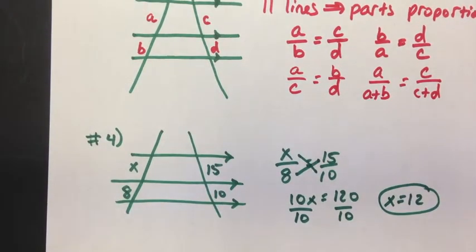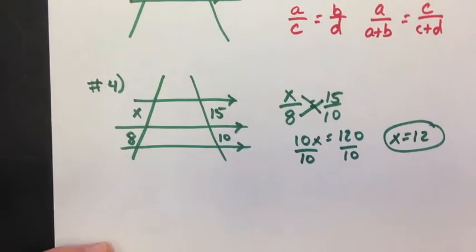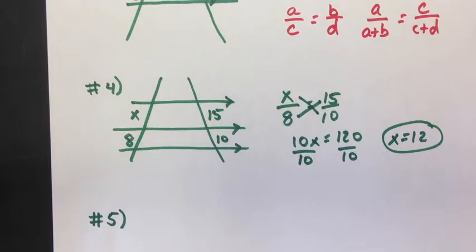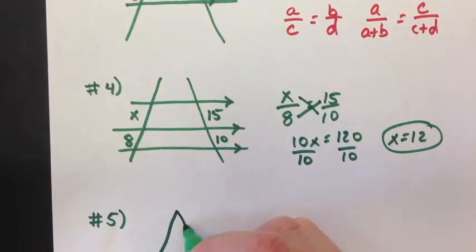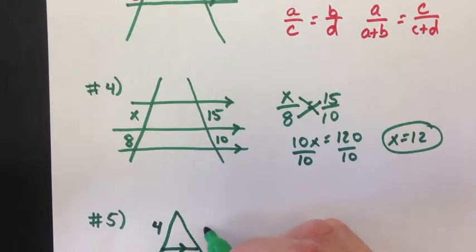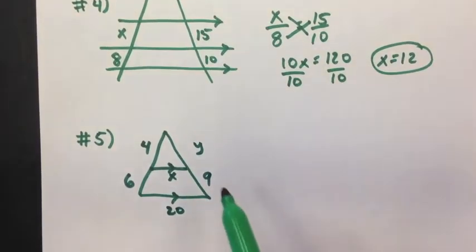Now, the last example I'll give you is actually the one that we just did. Here's example number 5. But I'm just going to copy the one that we just did on the front. So this was 4 and 6. This was number 3. And then this is y and 9. And then this is x, and the bottom was 20. Okay. So this is actually number 3.